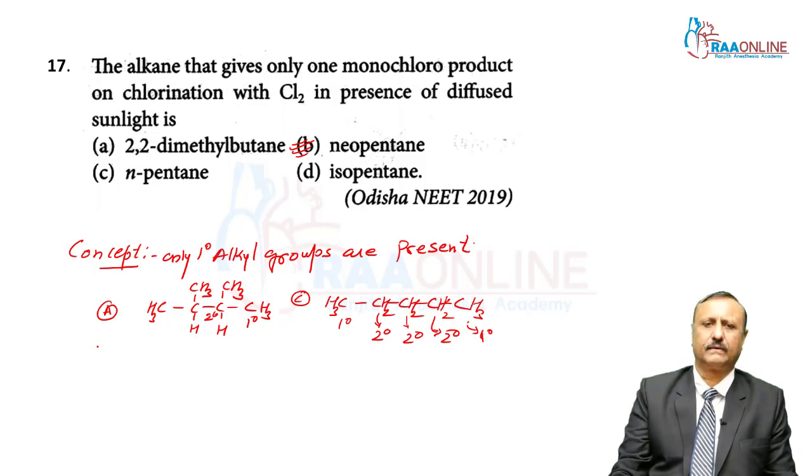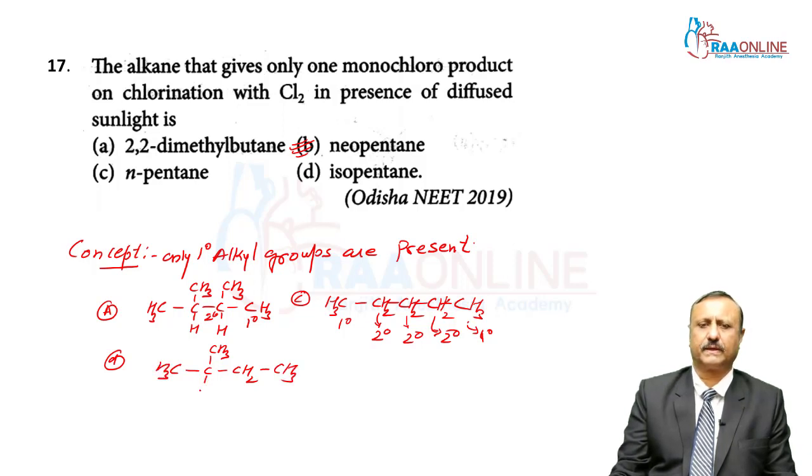Now we can go to option D, which is isopentane, with carbons 1, 2, 3, 4 and 5. This compound is called isopentane, my dear students, and in isopentane you get primary carbon. Here this is primary and this is secondary carbon atom. Because you get 2 secondary carbon atoms, you get the primary monochloro product and the secondary monochloro product.